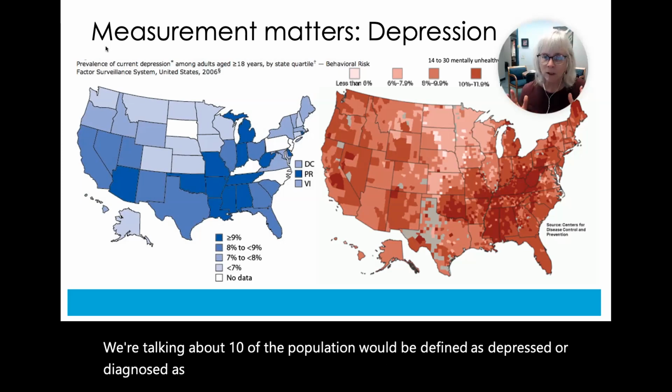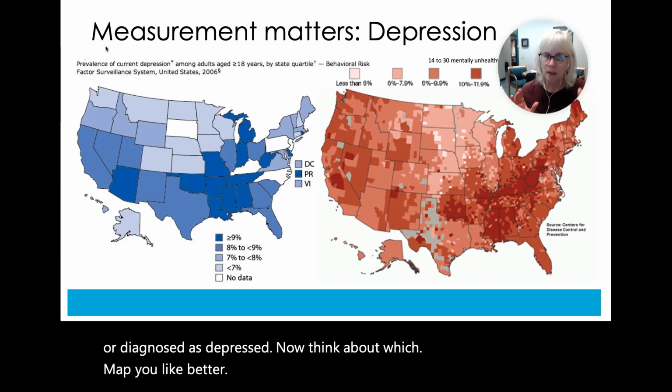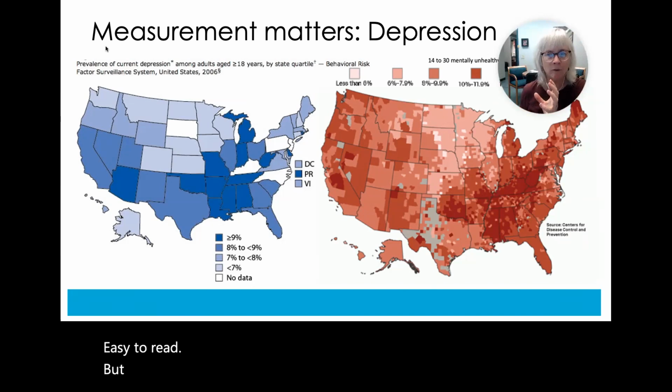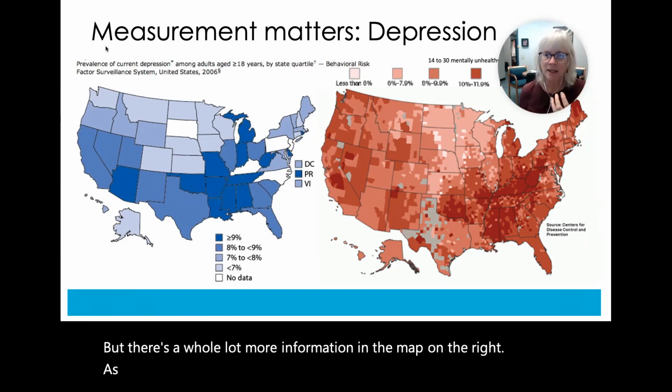Now, think about which map you like better. There are some advantages to the map on the left in that it is easy to read, but there's a whole lot more information in the map on the right. And as a result, it is much more useful to us.